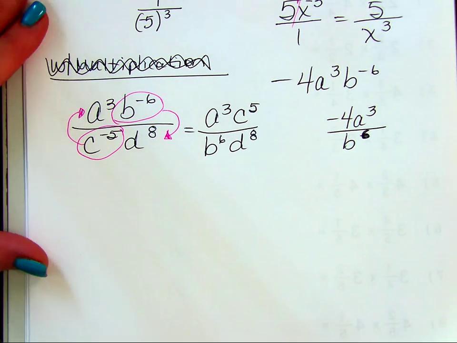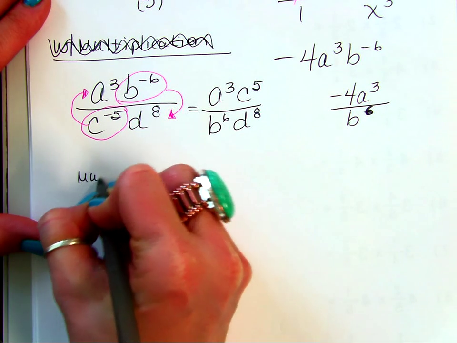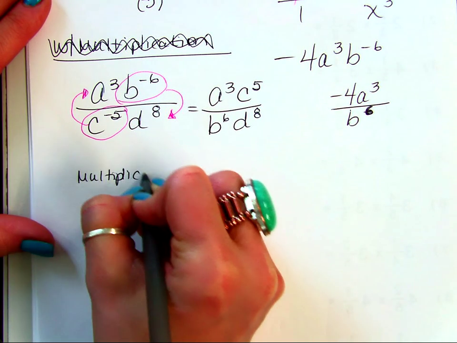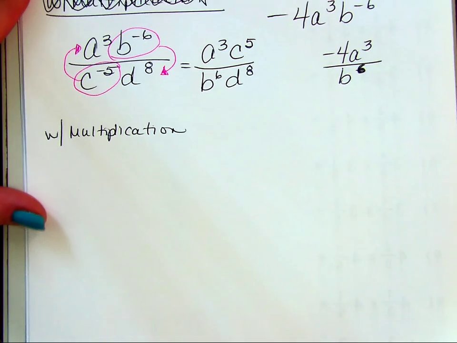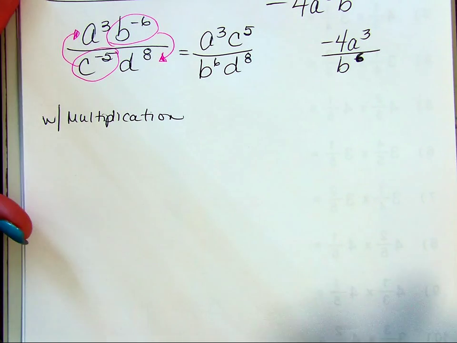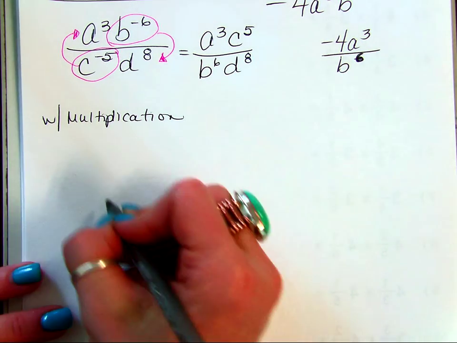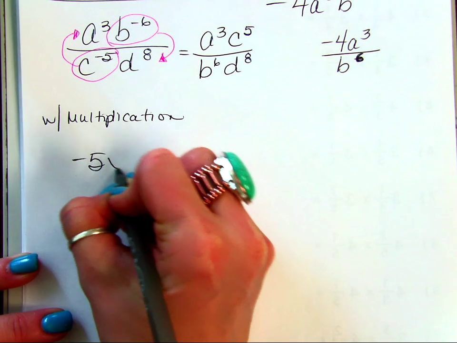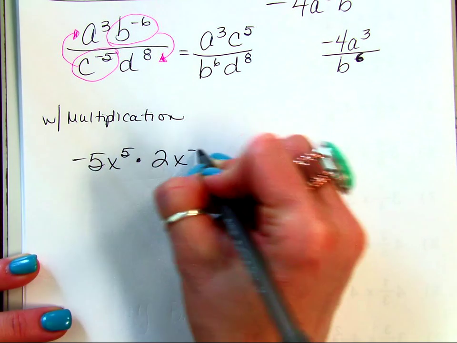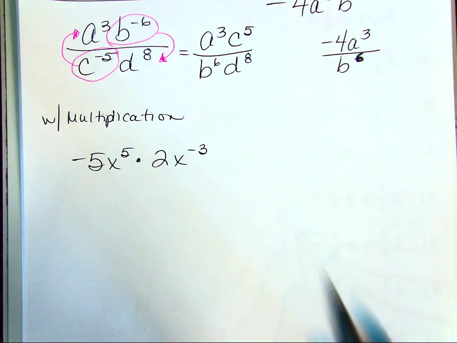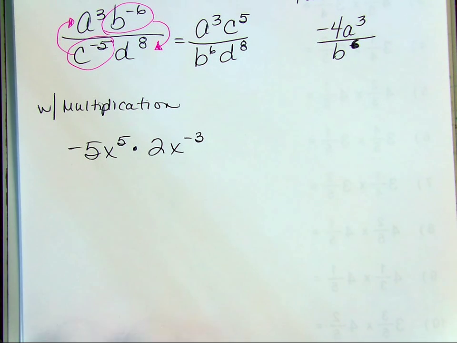All right, now let's talk about what it's going to look like with multiplication. All right. So if I were to ask you to multiply negative 5x to the 5th times 2x to the negative third power. Okay. You kind of have a decision to make because at first you're thinking, oh my gosh, Mrs. Z said if there's a negative exponent, I got to move it. I got to move it. I got to move it.